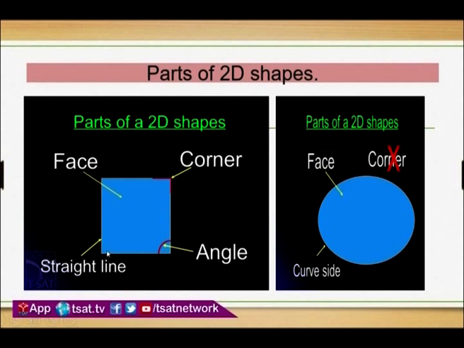Now what is the next one? The next word which we are missing here? Straight line. How many straight lines does it contain? It contains 4 straight lines. It means these 4 straight lines we call edges.